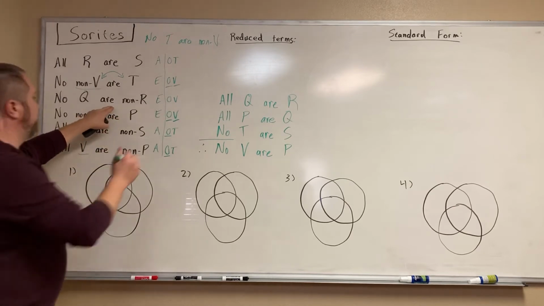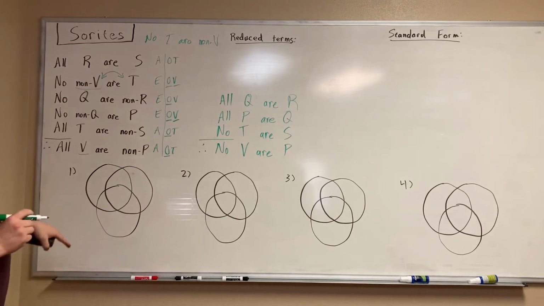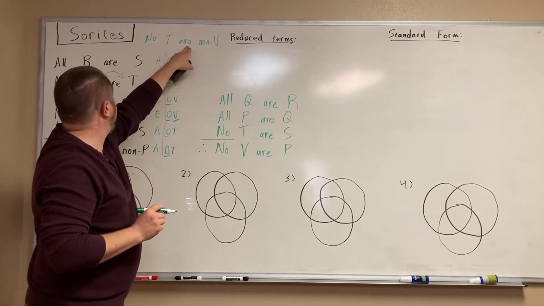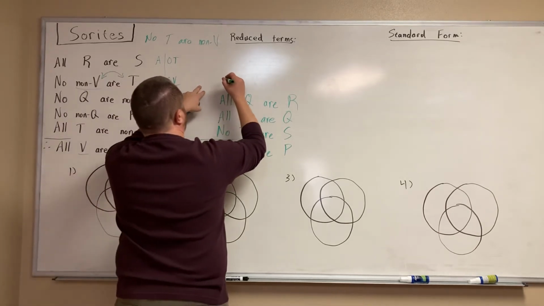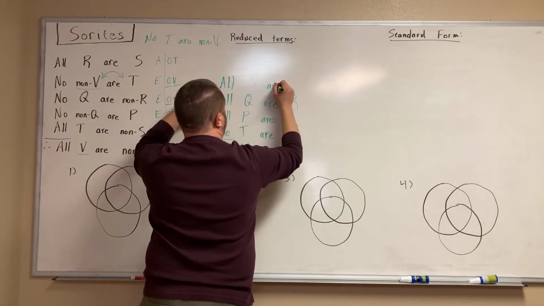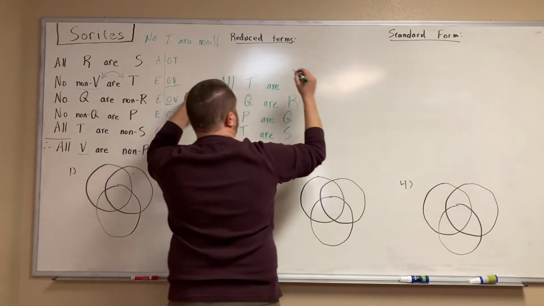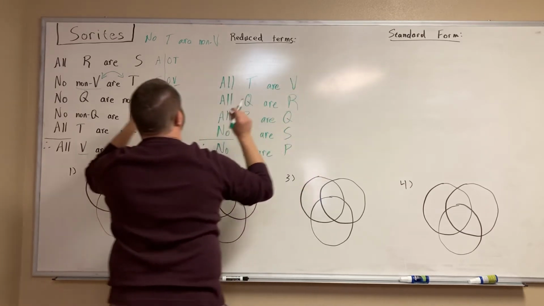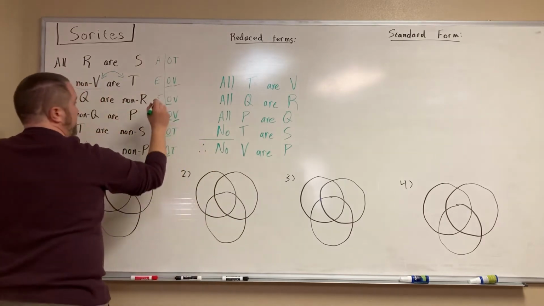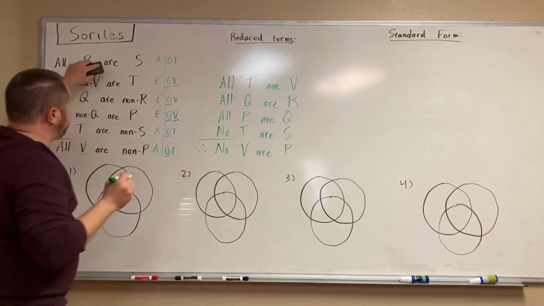Let's see, what did we do on that one? That one we just did obversion. So we've already done conversion with that one up here. And then we're going to obvert it so the quality switches to all R. The first term stays the same, and then we're going to complement the predicate. So we have no T, R, V. So let's get rid of that. So we did both obversion and conversion on that.